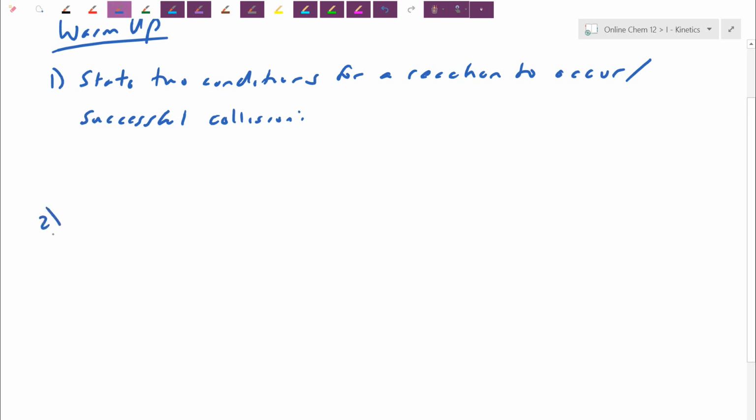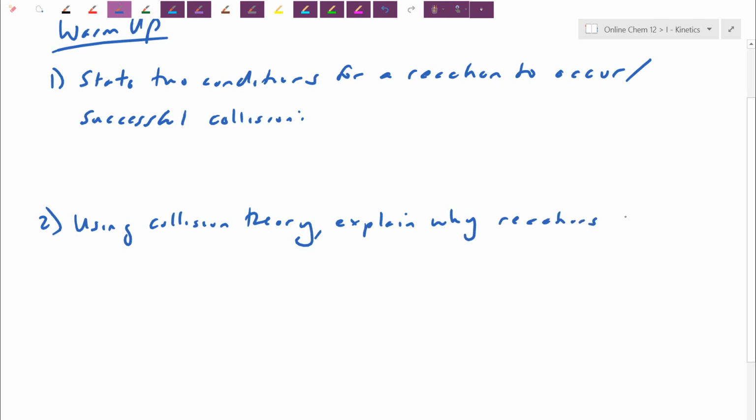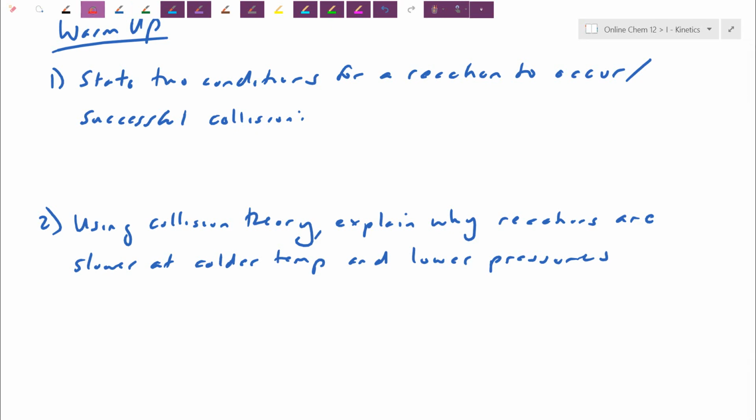And then once you do that, I want you to use collision theory, meaning you're going to use those two features, to explain why reactions are slower at colder temperatures and, let's say, lower pressures. Okay. So again, I'd encourage you to pause the video and see how you do for yourself. When you come back, you can check your work.